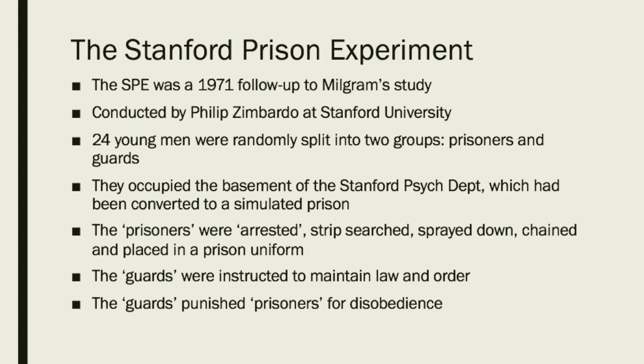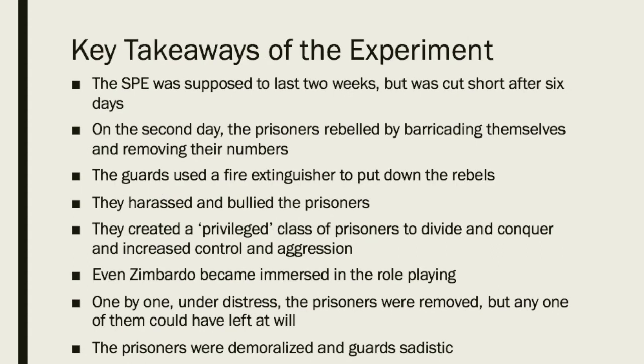Cameras recorded their interactions. Almost immediately, the prison guards began to take advantage of the structural power that was assigned to them within the simulation. They began to punish the prisoners for even the slightest sign of disobedience. Initially, Zimbardo and his team planned that the experiment would last a full 14 days. In fact, they had to cut it short after only 6 days.